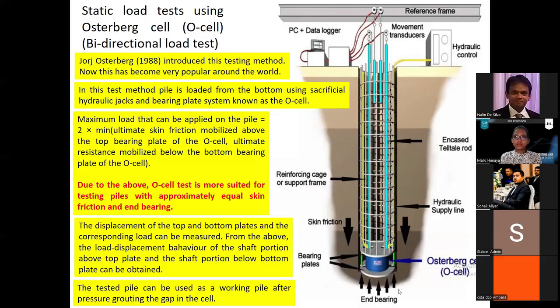If you place the Osterberg cell somewhere around a location where the skin friction becomes equal to the end bearing, you can get both values at the same time, right? So you don't need any loading frame or any sophisticated, expensive platforms in the O-cell method.